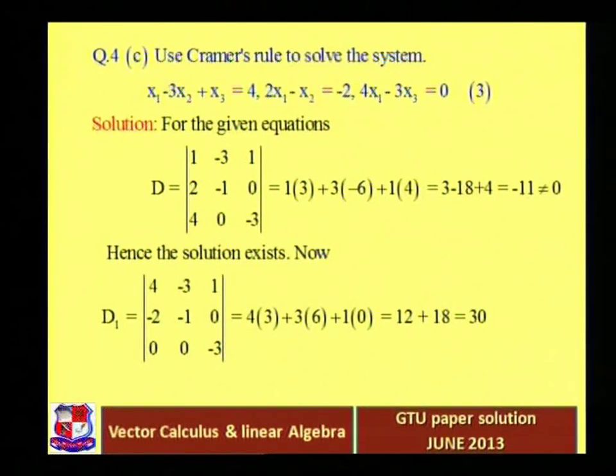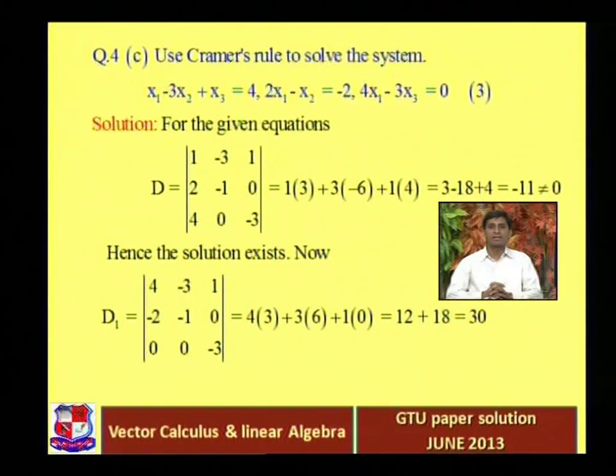Here we have three equations. The first one is x1 minus 3x2 plus x3 is equal to 4. Then 2x1 minus x2 is equal to minus 2. And then 4x1 minus 3x3 is equal to 0. And this question was asked in 3 marks.